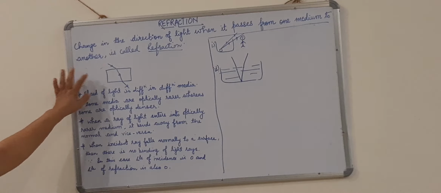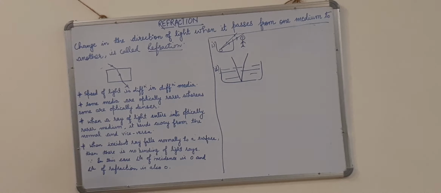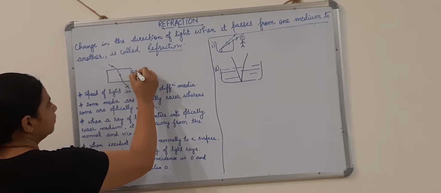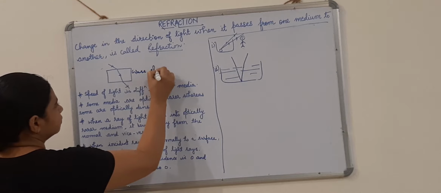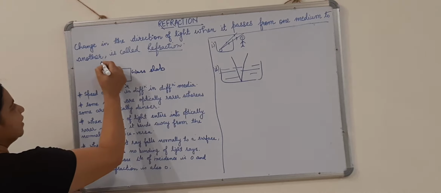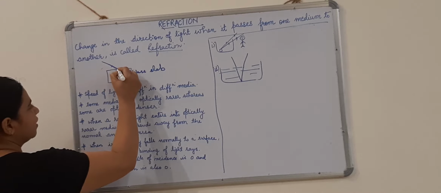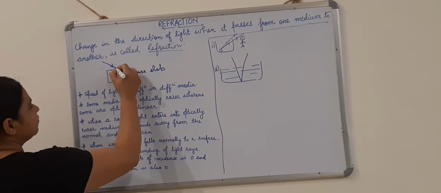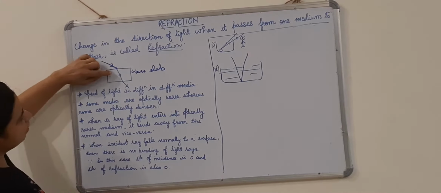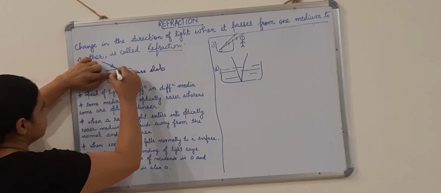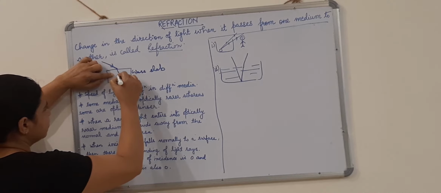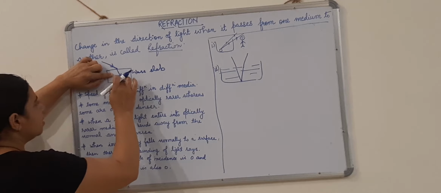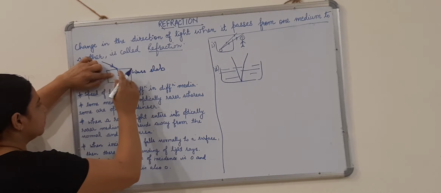Now, see, in this case I have drawn the diagram. What happens in this case? This is a glass slab. The light is entering from air. Now at this interface you can see the light is entering into glass. This is a glass slab. Light is entering into the glass slab. Again from the glass slab it is moving back.